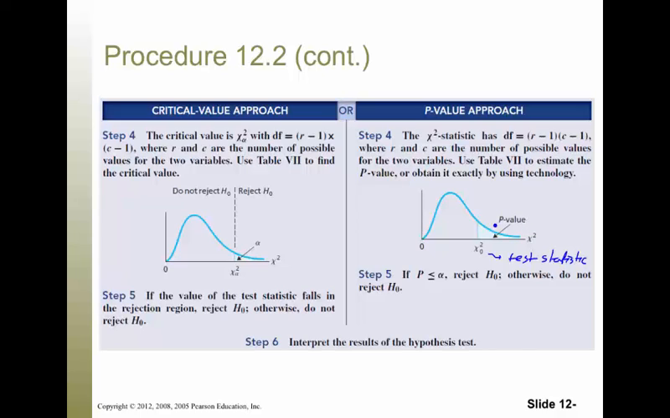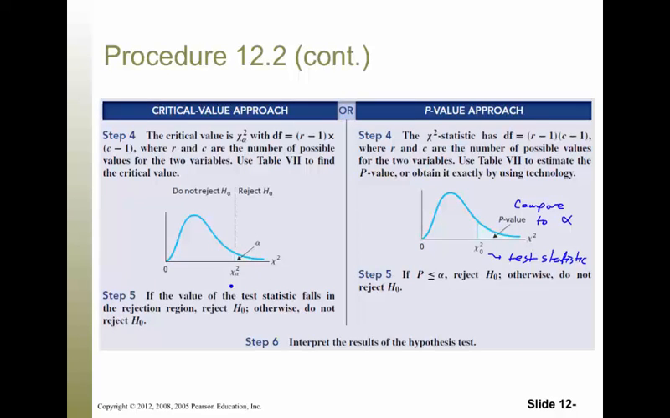Okay, and so then you just compare the p-value to alpha. If the p-value is less than alpha, you have less area to the right, you reject. If your p-value is greater, as that area is greater than the significance level, then you do not reject. Okay, but it's just two different ways to do the exact same thing.